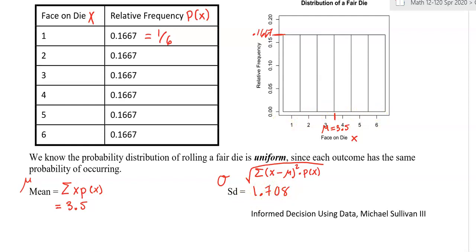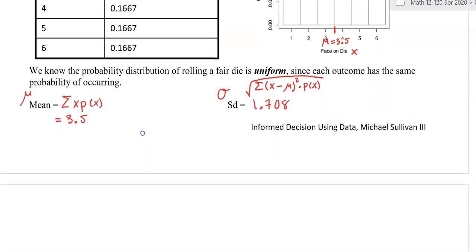All right, so what we're going to do is take this distribution for rolling a die, and we're going to take samples. So that means we're going to roll the die more than once.